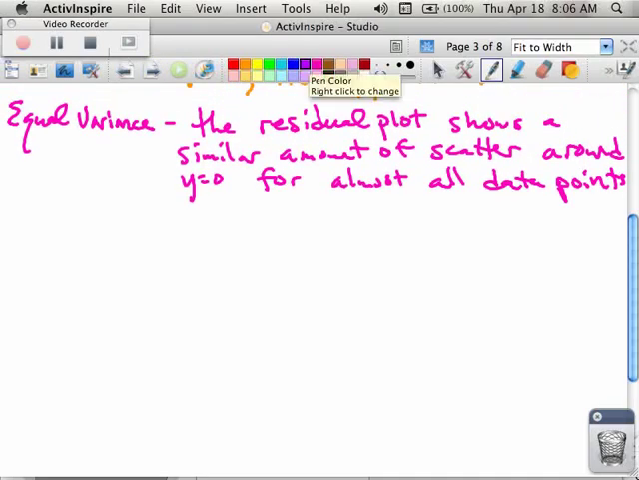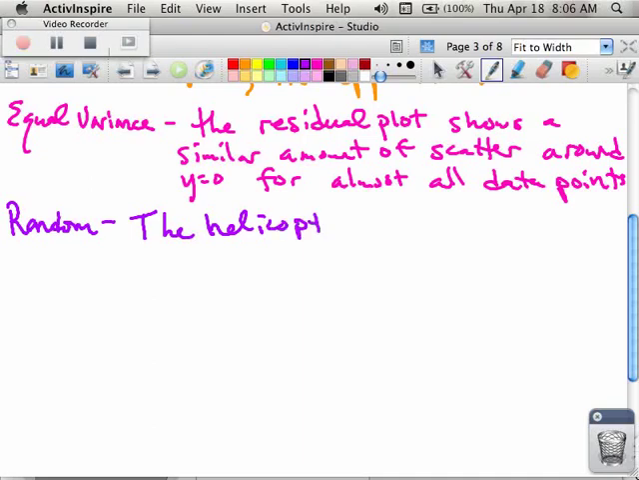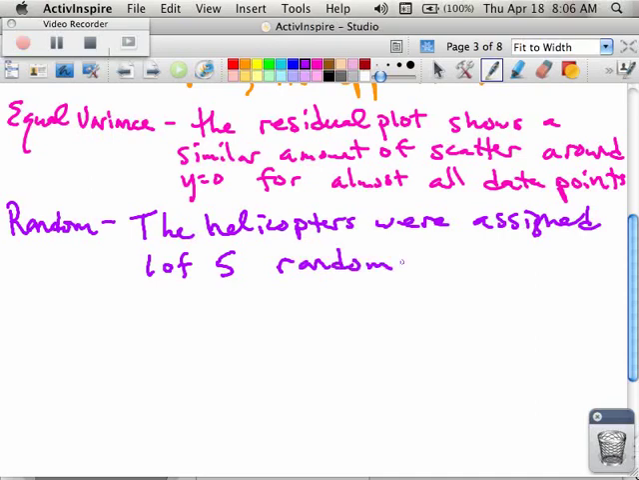And then the last thing is, is our information random? Our helicopters were assigned one of 5, right? 5. One of 5 random heights.